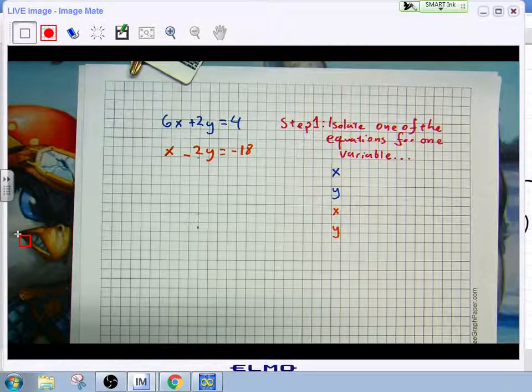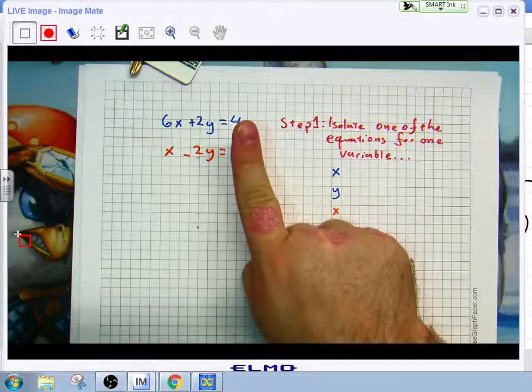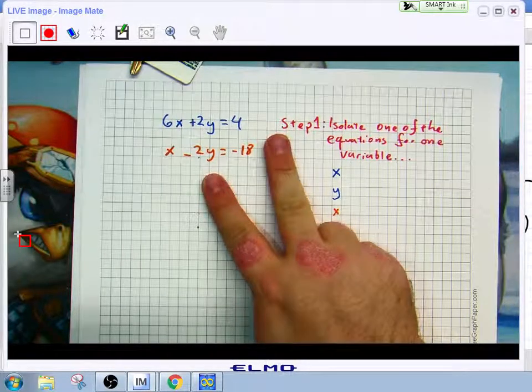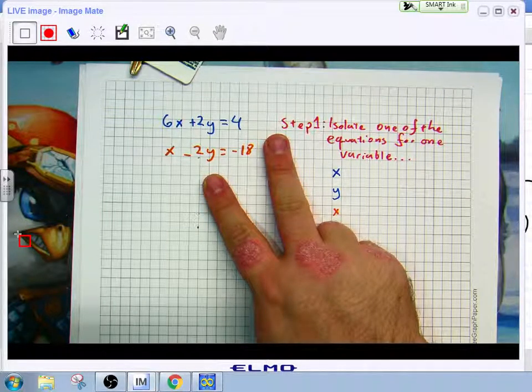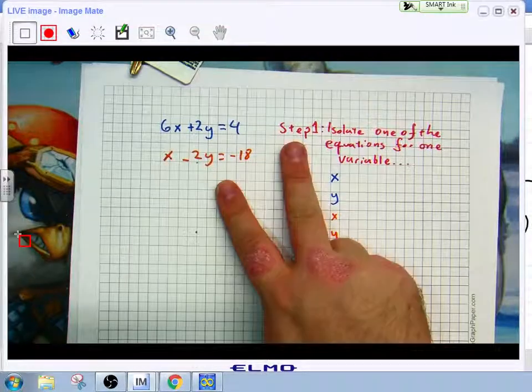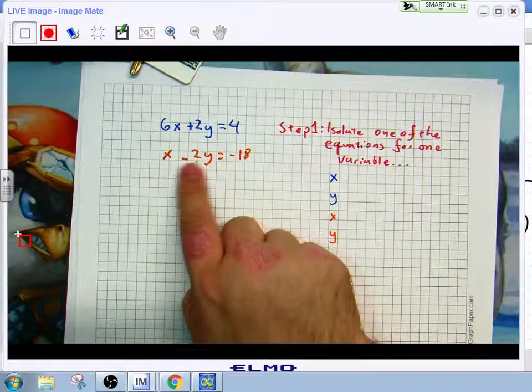Now, mathematicians are inherently a lazy bunch. We try to do things the easiest way possible. So looking over our equations, which one looks easier to isolate a variable in? Give me one finger if you think it's blue, 2 fingers if you think it's orange. Which one do you guys think is easier? I definitely think orange is easier. Orange looks a lot easier to manipulate.